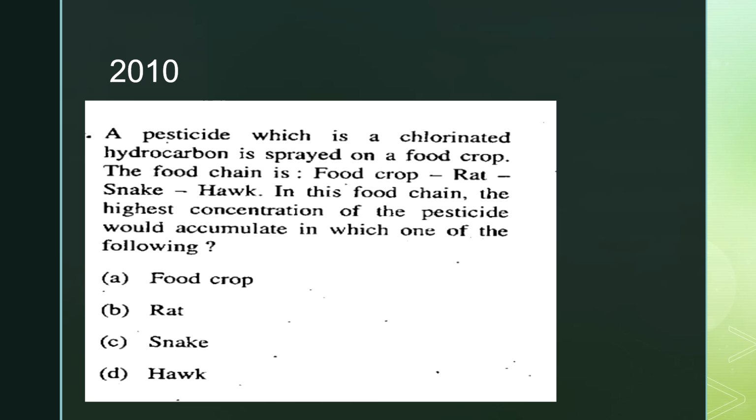A pesticide which is a chlorinated hydrocarbon is sprayed on a food crop. The food chain is food crop, rat, snake, hawk. In this food chain, the highest concentration of the pesticide would accumulate in which one of the following? So basically at the top of the food chain it will be accumulated. So the answer is hawk.